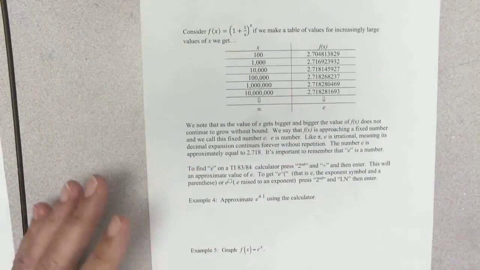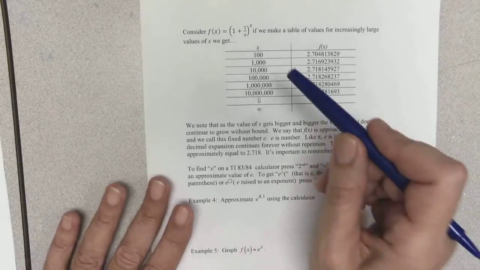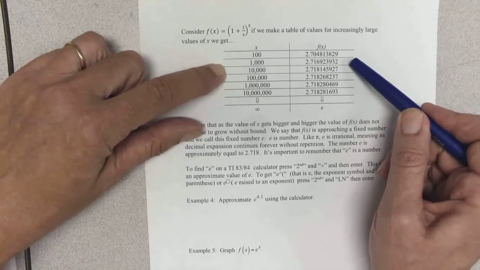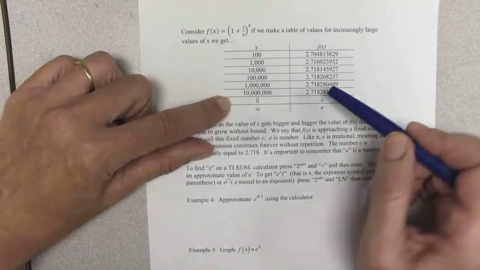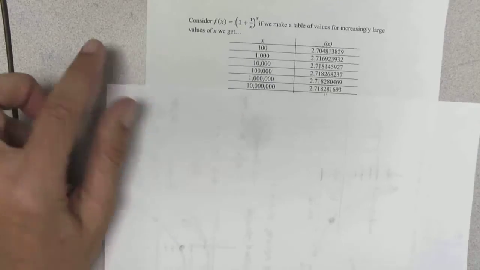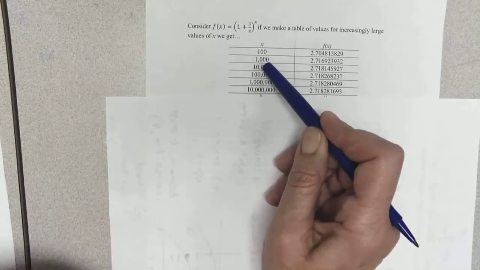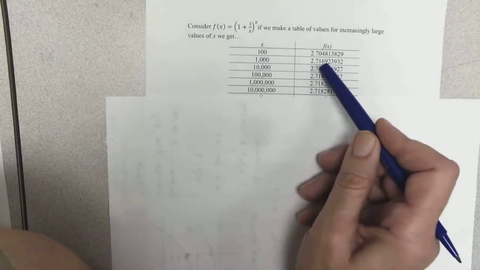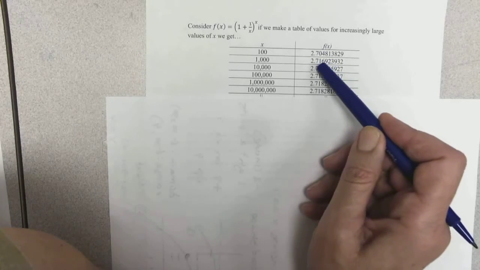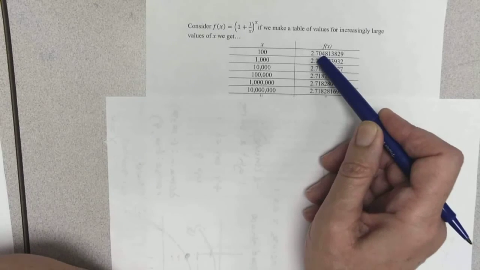Please don't memorize it. If we make a table of values for increasingly large values of x, if we plug in 100, you're going to get this number back. 1,000, you're going to get that. 10,000, and so on. Notice as we keep getting bigger and bigger, we get less of an increase each time. Even though we've multiplied our x coordinate by 10, our f of x value only went up a little: they agreed on the first 2 digits, and on the third digit, it went from 0 to 1.